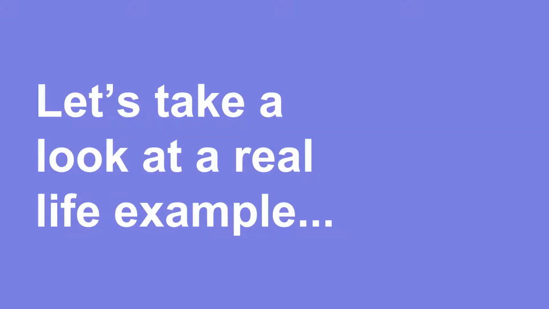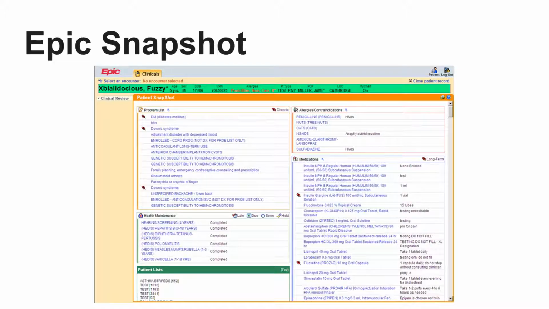So let's take a look at a real-life example of a chart. Here we have a snapshot of a chart for a patient named Fuzzy XV Alidocious, and this is from Epic. He is a 5-year-old male with Down syndrome and diabetes. We're going to see him for PT after he broke his arm when playing with his brothers. We can see that Fuzzy is allergic to NSAIDs, cats, and nuts. So no cat therapy or peanut M&Ms for Fuzzy. We can also see that Fuzzy is on a lot of medication, so we'll need to be mindful of any possible side effects he might have.